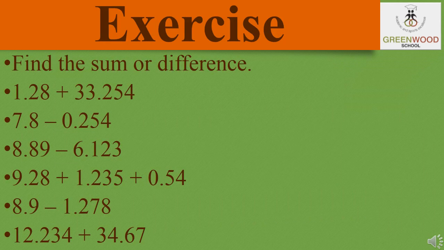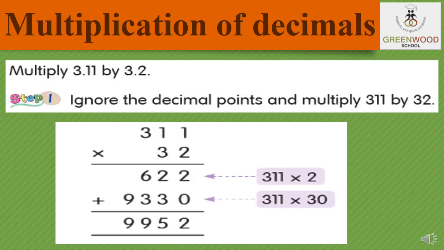Solve the following exercise. Find the sum or difference. Next topic is multiplication of decimals. Multiply 3.11 by 3.2. Step 1. Ignore the decimal points and multiply 311 by 32.